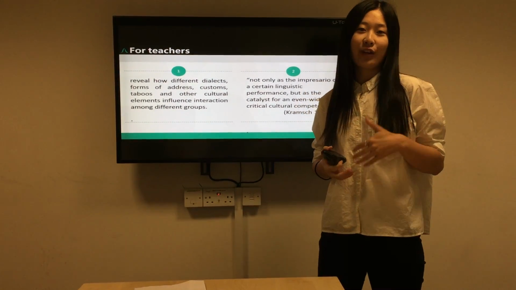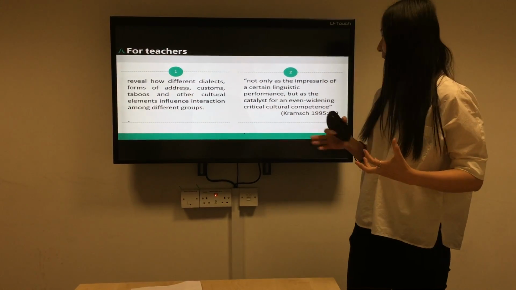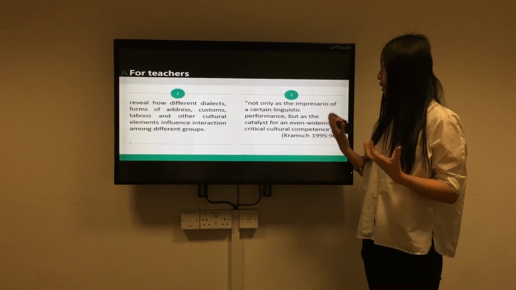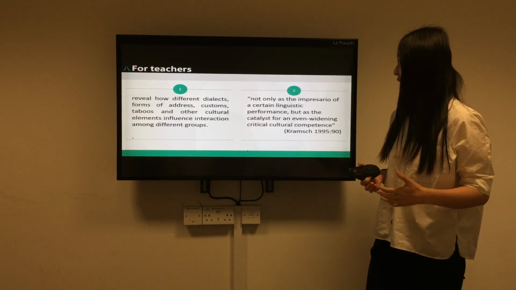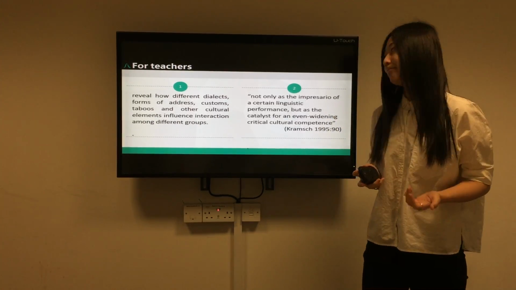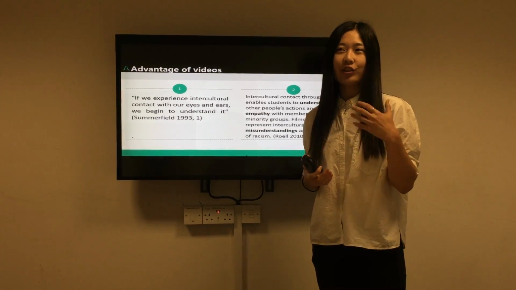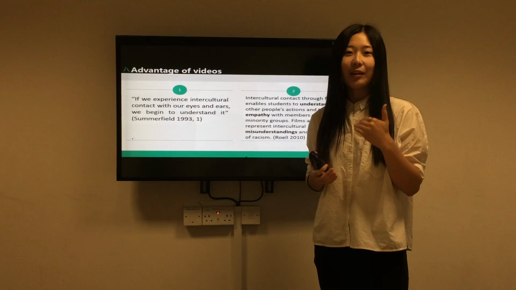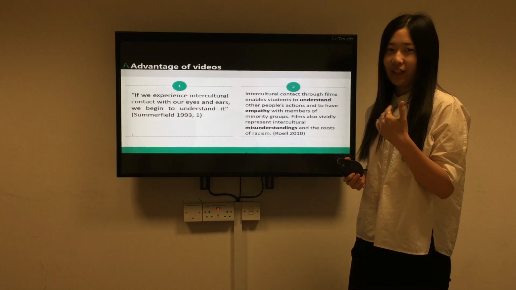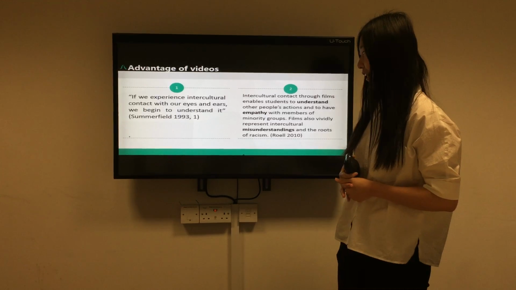taboos that contain cultural elements influence interaction among different groups. Especially, Crush said in 1995 that the teacher acts not only as impresario of a certain linguistic performance, but as the catalyst for an ever-widening critical cultural competence. And so we can see that intercultural topics enable learners to communicate and to evaluate different cultures, so they are becoming more and more prominent in the language classroom.